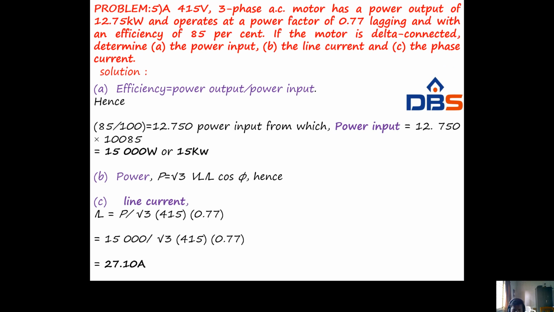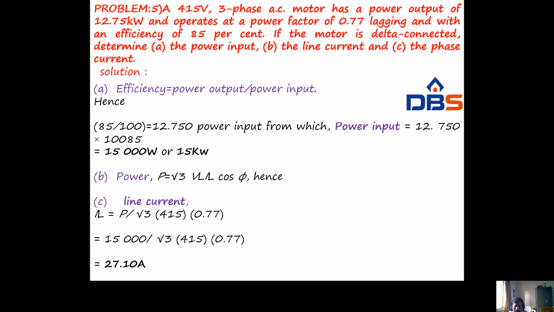A 415 volts 3-phase AC motor has a power output of 12.75 kilowatt and operates at a power factor of 0.77 lagging and with an efficiency of 85%. If the motor is delta connected, determine: A, power input; B, line current; C, phase current. A. First of all, you have to calculate power input.